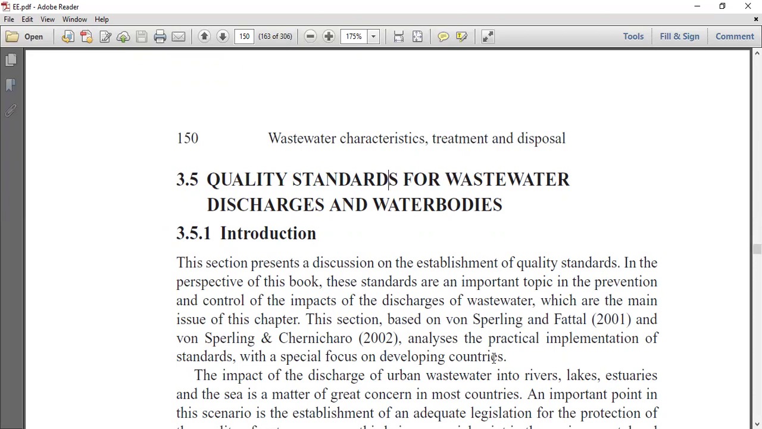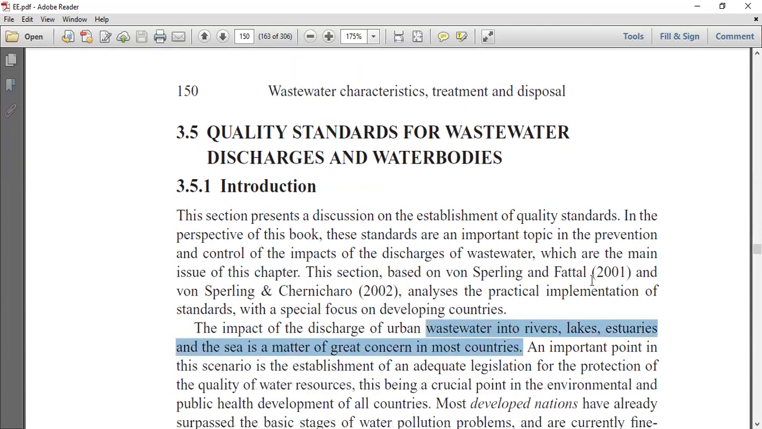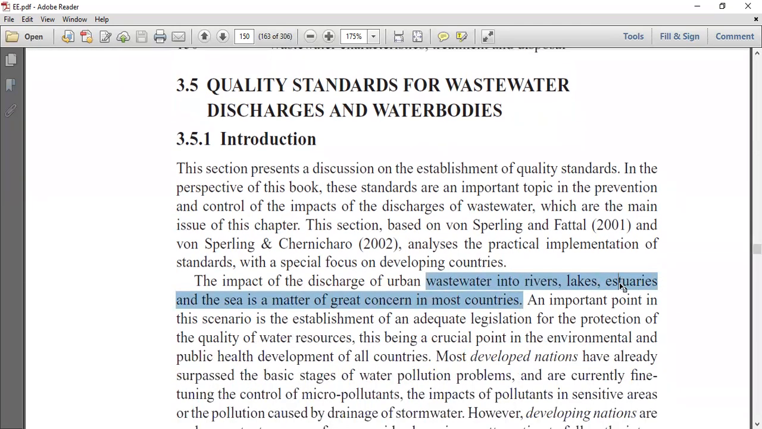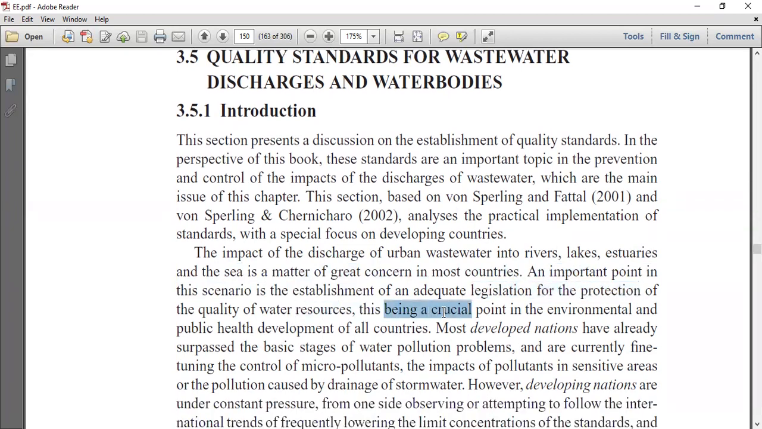The impact of the discharge of urban wastewater into rivers, lakes, estuaries, and the sea is a matter of great concern in most countries. An important point in this scenario is the establishment of adequate legislation for the protection of the quality of water resources. This is a crucial point in the environmental and public health development for all countries.